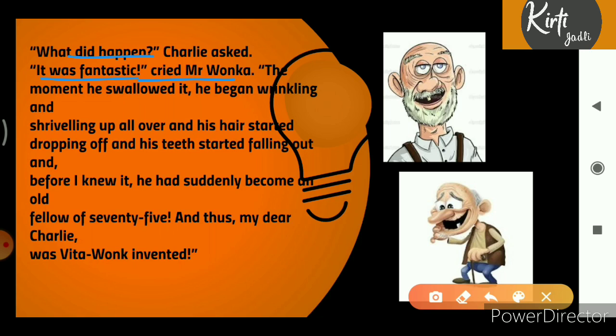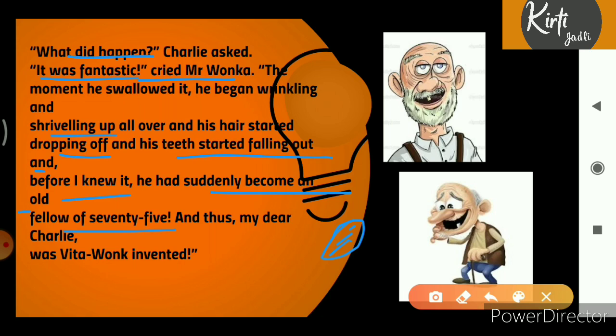The moment he swallowed it, he began wrinkling and shriveling up all over, and his hair started dropping off, and his teeth started falling out. And before I knew it, he had suddenly become an old fellow of 75. So what had happened? As soon as that brave volunteer had those 4 drops of that medicine created by Mr. Willy Wonka, he started to shrivel up. To shrivel up means to shrink in size. You must have seen raisins that you eat. Raisin is a kind of a dry fruit which is made from grapes. So grapes, when they shrivel, turn to raisins.